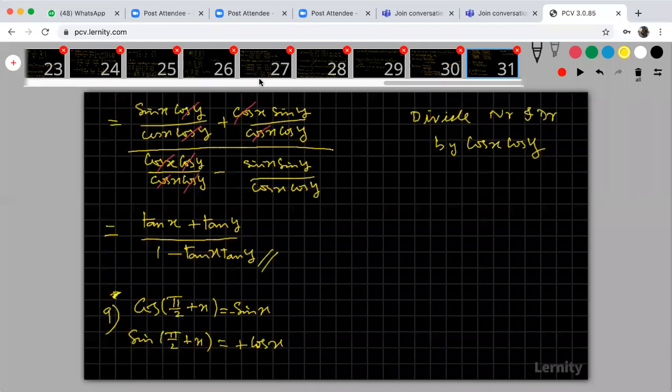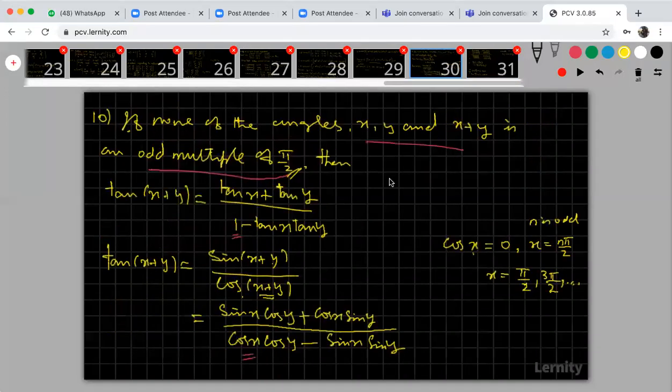Yes, just now I explained that 10th condition. I have explained it 2-3 times. Look at this: your x, y, and x plus y is an odd multiple of pi by 2. Suppose your x plus y is an odd multiple of pi by 2. Odd multiple of pi by 2 means, suppose your cos of x plus y.